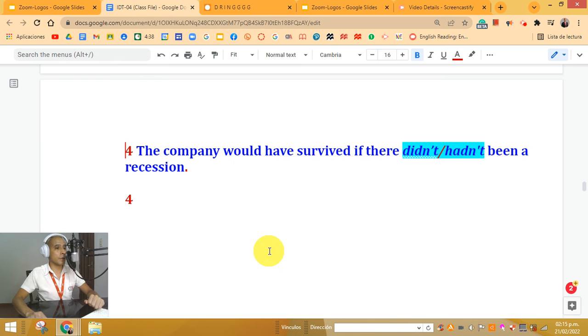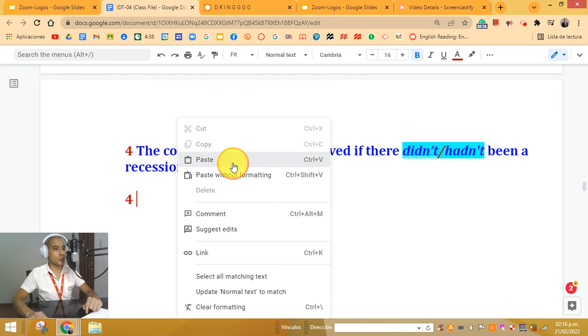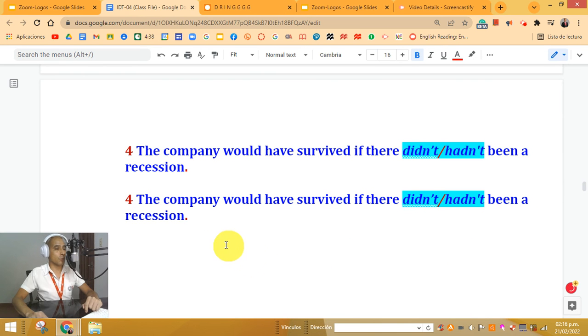The company would have survived if there hadn't been a recession. So in this case, I'm going to choose this, copy and paste, and we are going to choose the correct answer. Well, as you can see here, we start with the result clause, the company would have survived, and then comes the if clause.